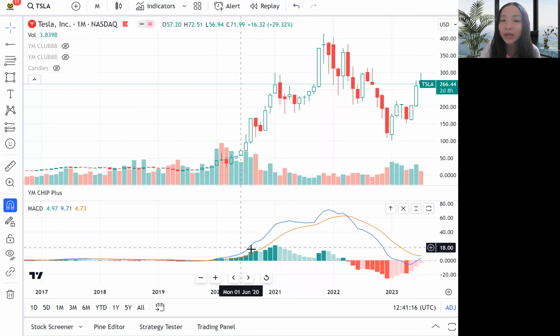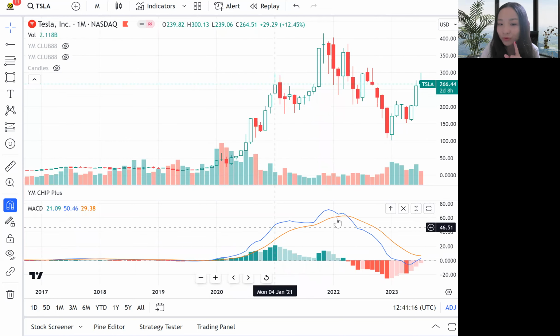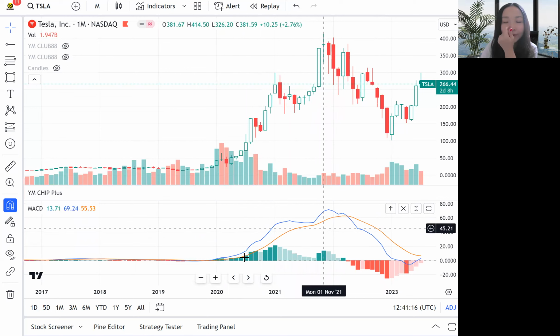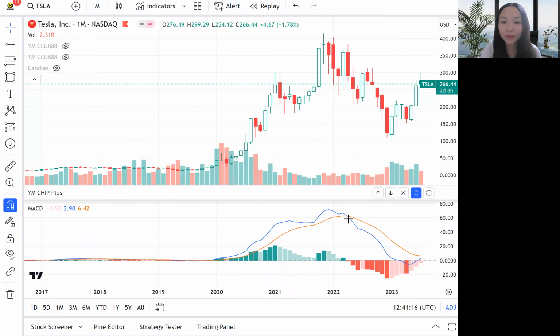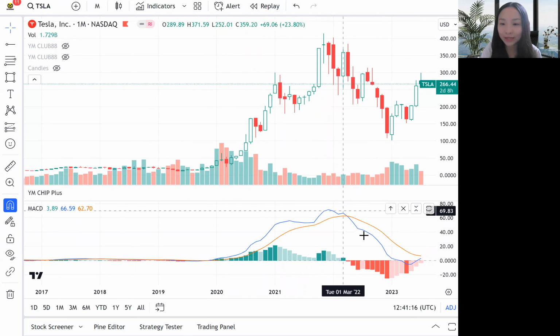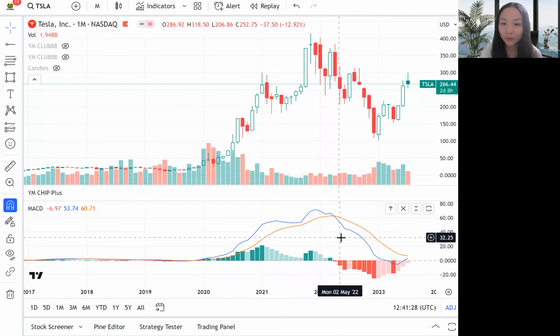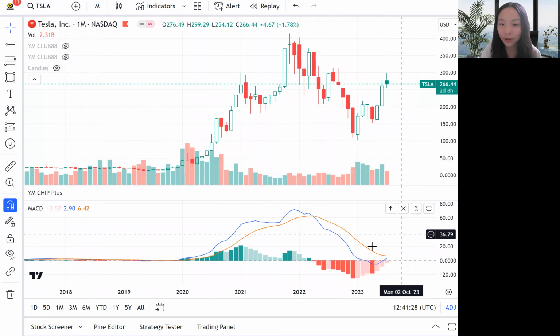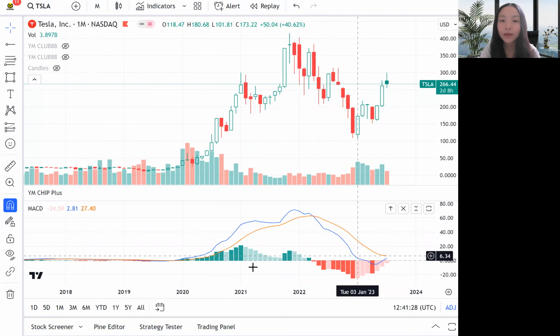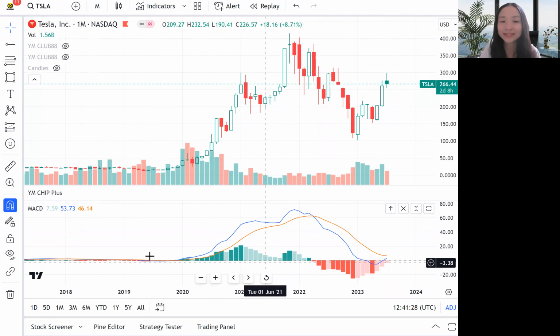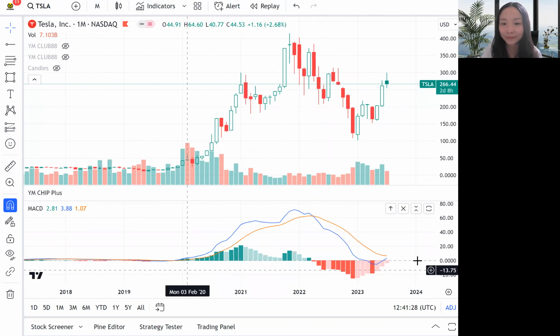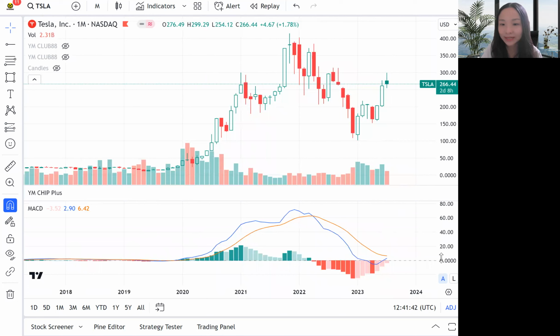Then we have two lines, the blue line and the red line. When the blue line goes below the red line, it means a downtrend. When the blue line goes above the red line, it means a strong trend, it's going up. But what people usually ignore is the 0 line. You see the 0 line here.